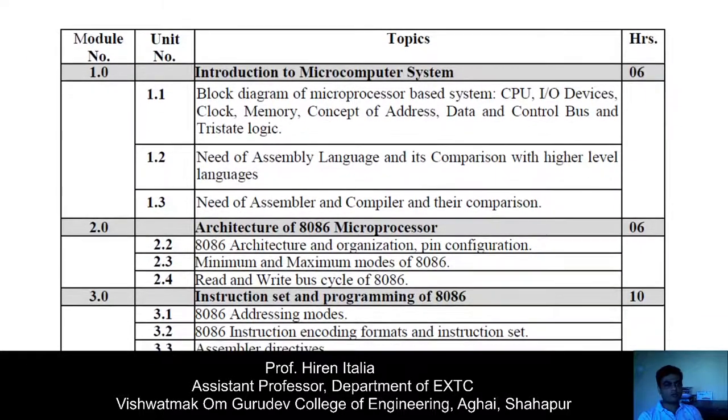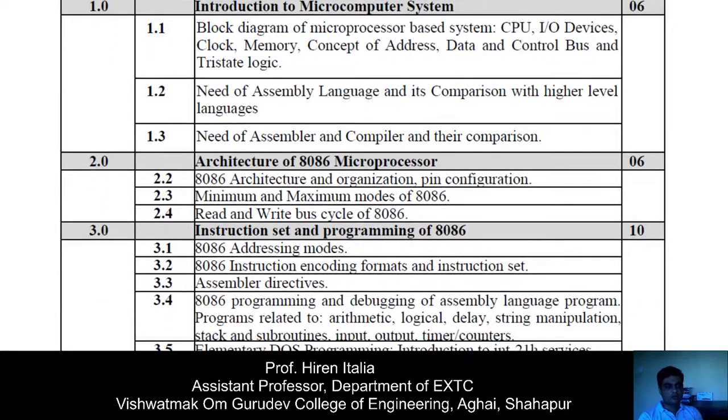Now we will jump on to the modules. There are 6 modules. In module number 1, there will be the introduction to the microcomputer system, that is, the block diagram of a microprocessor based system. We will study these block diagrams, what the different data buses are, what assembly language is, how it is better in comparison with higher level languages, and what the assemblers and compilers are and their comparisons. That we will study in chapter number 1.